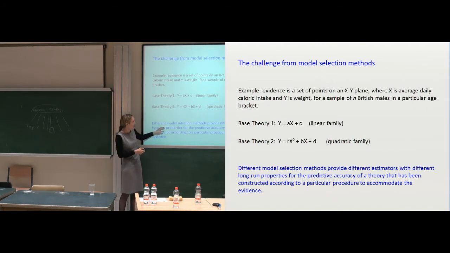So different model selection methods provide different estimators for the expected predictive accuracy of a procedure. It's a bit of a mouthful as to what they're doing. Now, these estimators have different long-run properties, unfortunately, depending on the truth of the matter, which is the old classical problem. It'd be nice if we could choose the estimator with the best long-run properties, but we're not sure what that is because we're not sure what the truth is.